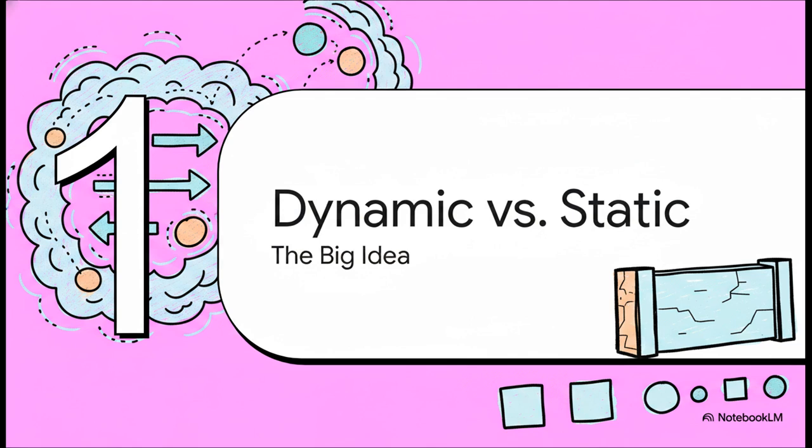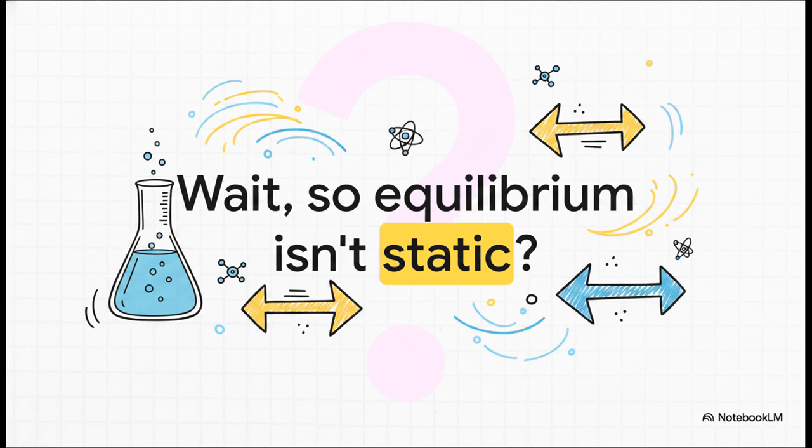All right, kicking things off with Section 1, the big idea, dynamic versus static. Let's totally shatter the illusion that equilibrium means nothing is happening. Now, you might be wondering, wait, so equilibrium isn't static? Honestly, it's a trap so many of us fall into. We think equilibrium just means the chemical reaction completely stops. And it's a perfectly fair question, right?